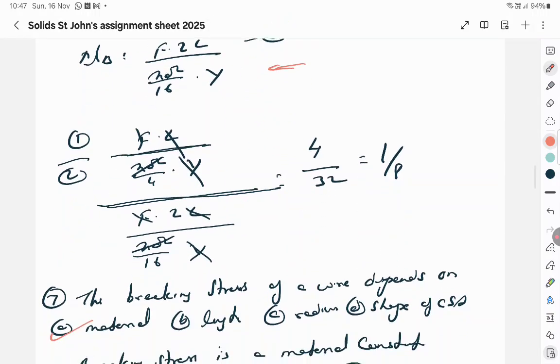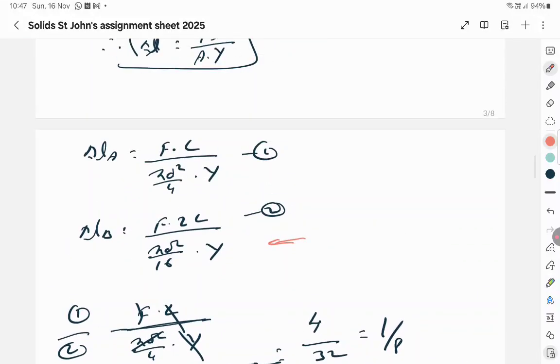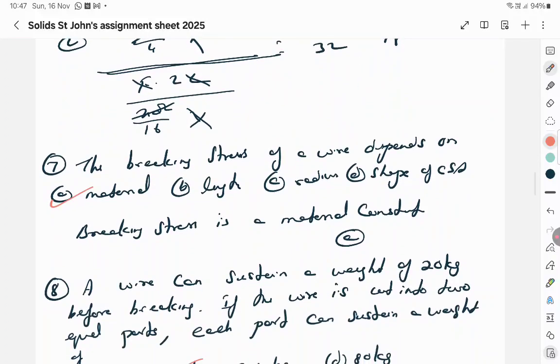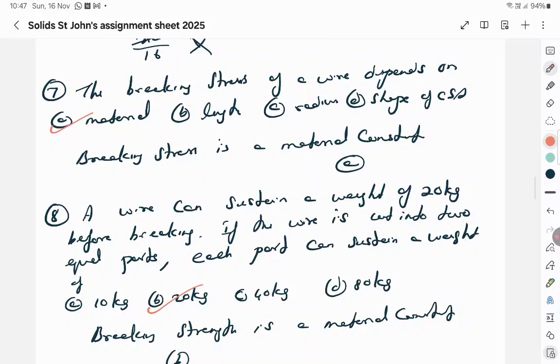Okay, just cancel and get the value, and that will be the ratio of change in length of the first wire by change in length of the second wire. The breaking stress of a wire depends only on the material, because breaking stress for steel, breaking stress for every metal has got its own breaking point. Okay, so then that's about it.